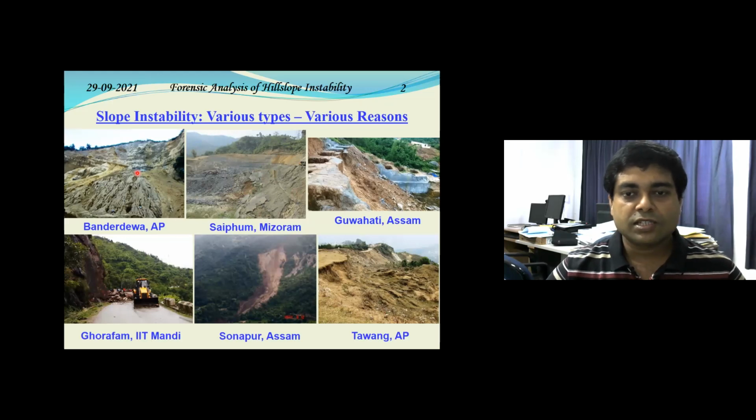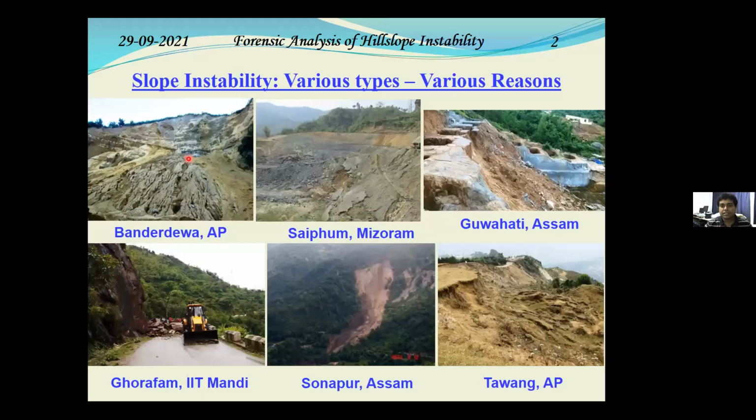And these causes extend from natural ones like rainfall and seismicity, to anthropogenic or other morphological changes. Some pictures you see here are various representations of slope failures. The first one is from Pandetdewa, Arunachal Pradesh, where a mudslide took place due to extreme rainfall. From Saipo, Mizoram, you can see a picture where the slope failure took place due to seismic action and faulty construction technique. Similarly, in some location in Guwahati, Assam.